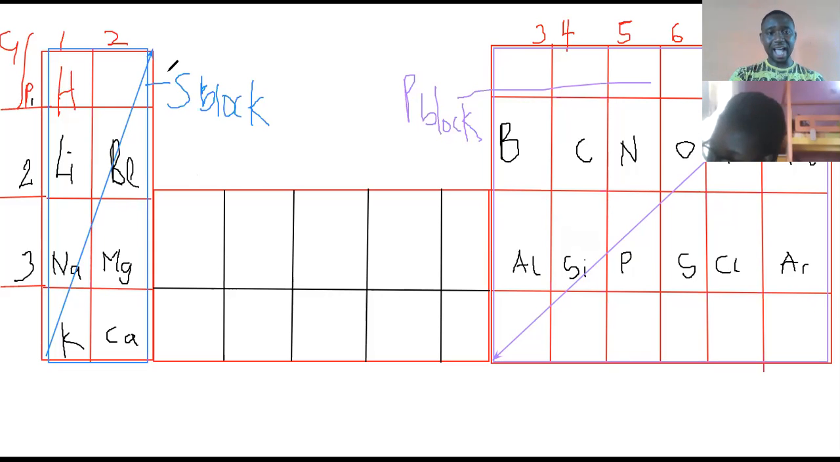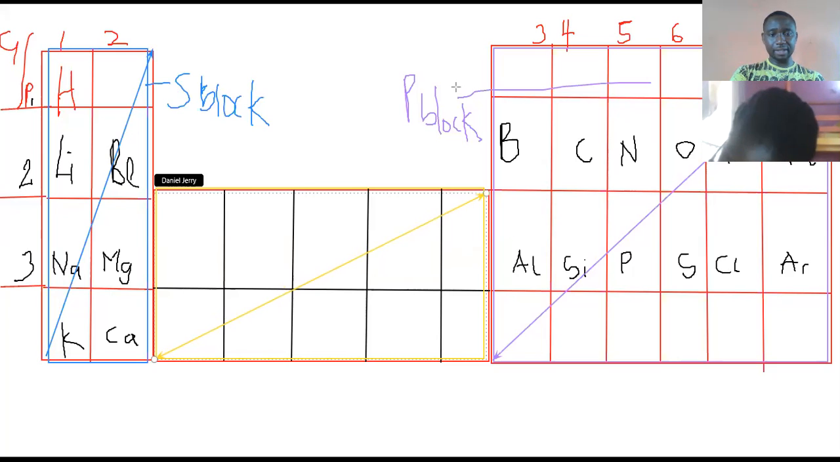The transition elements. These guys belong to what we call the D block. Sorry, not the F block, the D block. We've not done them yet. These guys belong to what we call the D block. Okay.